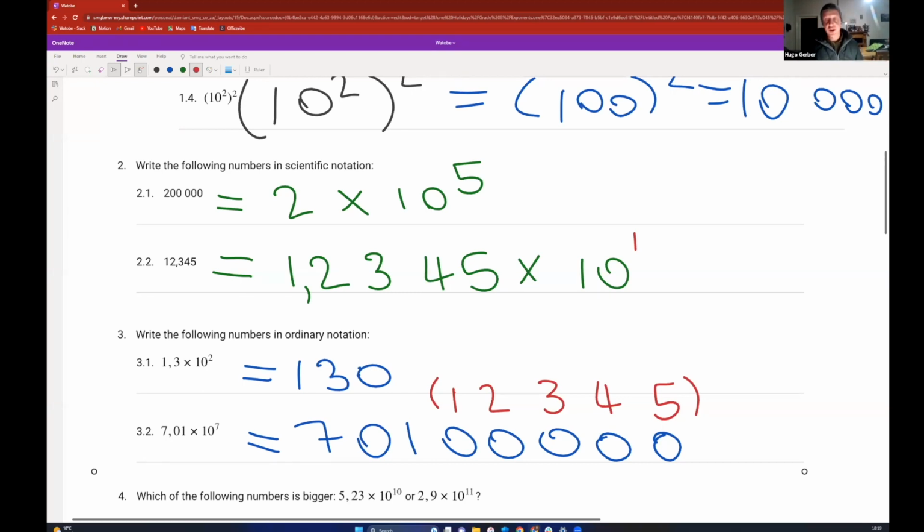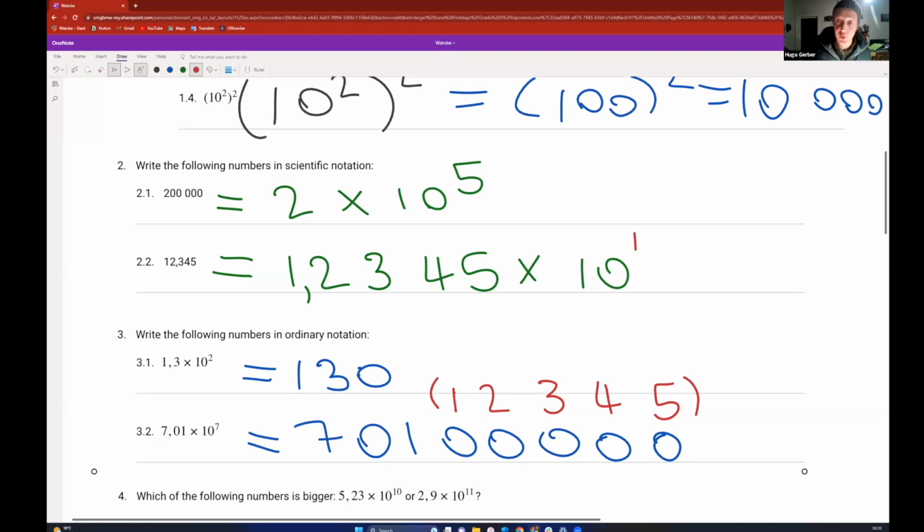For number 3, we needed to go back to ordinary writing. So for that, it's quite easy because we actually just calculate what they give us. So they give us 1.3 times 10 to the power of 2. Now, if you can't see the answer straight away, if you're not used to scientific notation or ordinary notation or going from one to the other, then it's very simple. You can just calculate. So we're going to do 1.3 times 10 squared is 100. So 1.3 times 100 is 130.